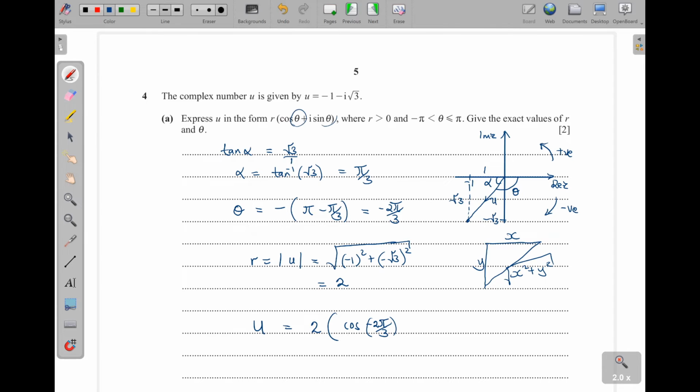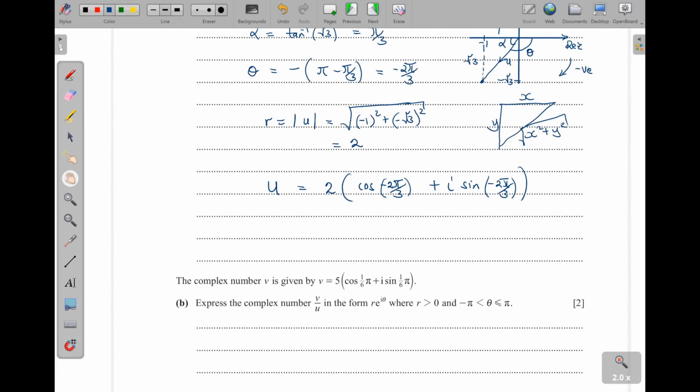We are substituting here and here, then plus i sine of -2π/3. You can leave your answer like that, or you can write it like this. We know that cos of a negative angle is always equal to cos of that angle. Why? Because in the four quadrants, cosine is positive in the first and fourth.